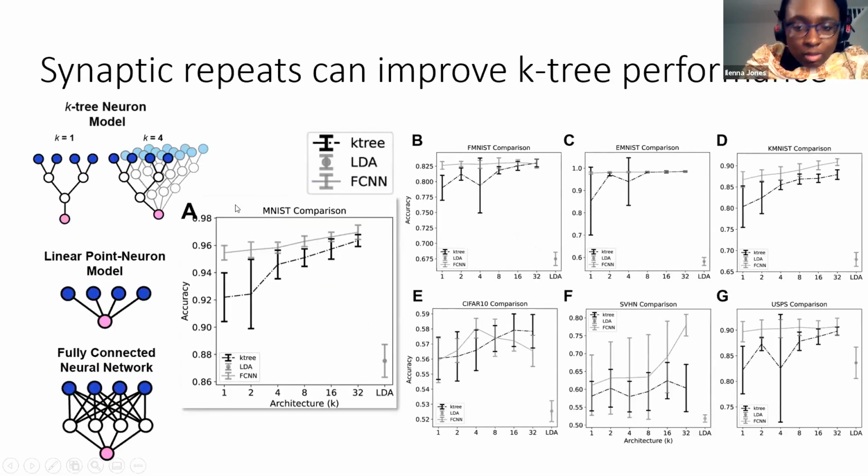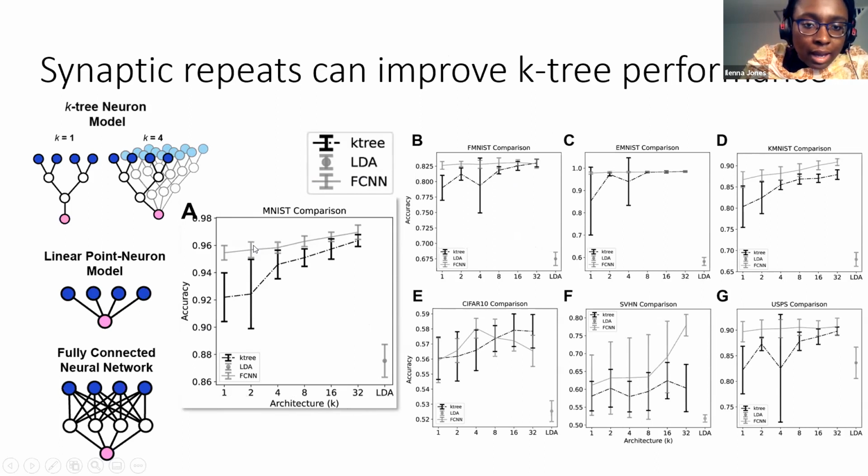So another busy slide, I'll direct you to 8 again. The y-axis is accuracy. The x-axis is the value k, so 1, 2, 4, 8, 16, and 32 determines the size of each of the respective models. And here I have labeled the linear discriminant analysis, or the linear classifier, as a point of comparison.